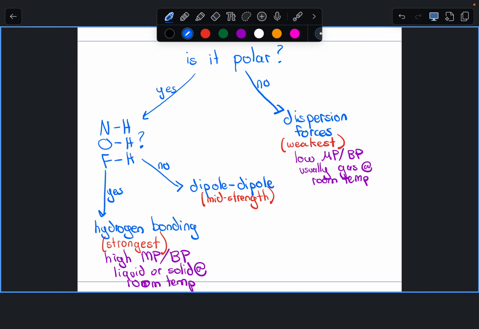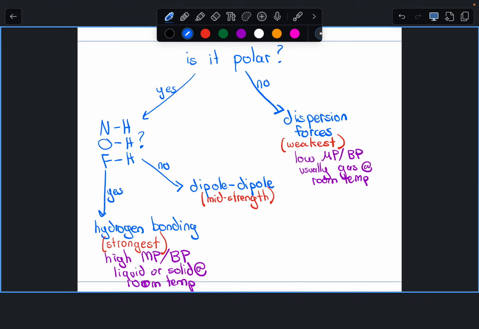Okay, so if need be, you can refer back to our flow chart. First thing you've got to ask yourself: is it polar or not? Then if it is, you need to clarify, is it one of these special ones that's nitrogen, oxygen, or fluorine with hydrogen? Okay.